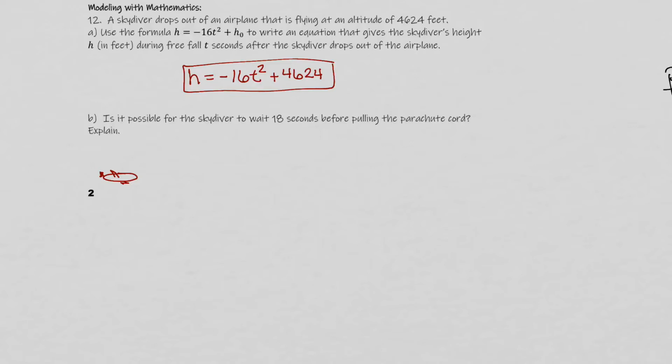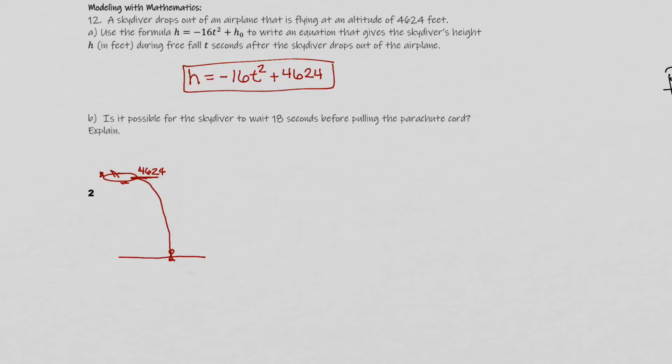Whatever. It's an airplane. And it's cruising along here at 4,624 feet. And someone's going to jump out of this airplane and they're going to fall to the ground. And hopefully land because they had a parachute. I don't know. Okay. Well, they're going to pull the parachute at some point. But we want to know, is it possible for them to wait 18 seconds to pull it? So we really want that 18 seconds to be somewhere here, because if it's somewhere here or below, they went splat, which is a very horrible image, and I'm sorry.